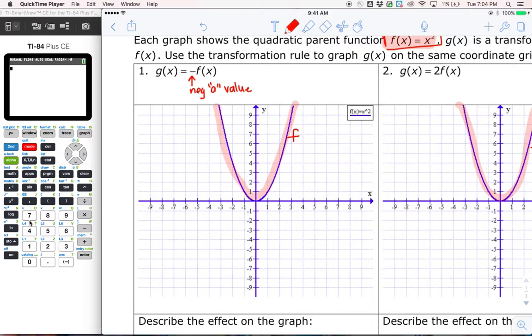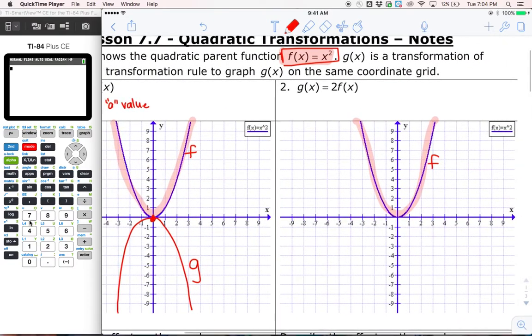So let's sketch that. The new graph looks really similar to the old graph, but it is just flipped over. And we call the new graph g, because it was g of x. That's all a negative in the front does: it just flips it. It doesn't change the shape. Let's look at the second example.